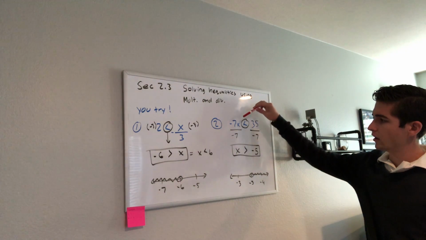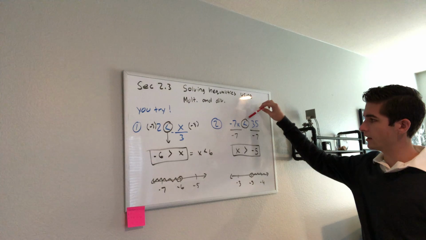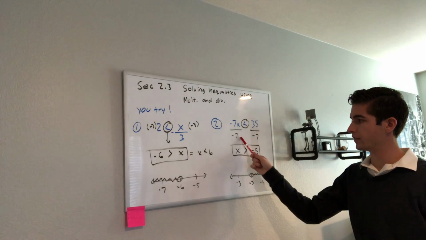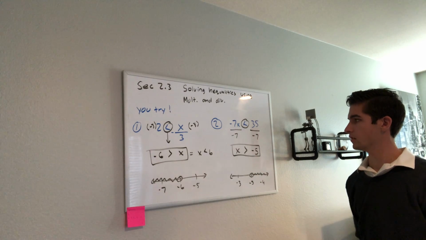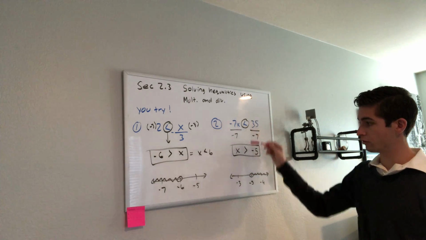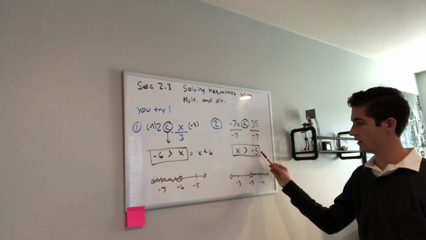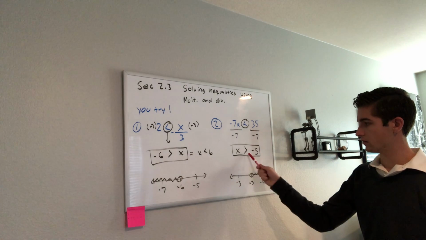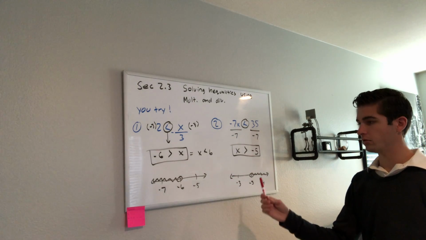Over here, we have negative 7x is less than 35. We have to divide by negative 7 to isolate our x, and that will give us x is greater than, switch the sign, negative 5. We put an open dot on negative 5 and we shade to the right.